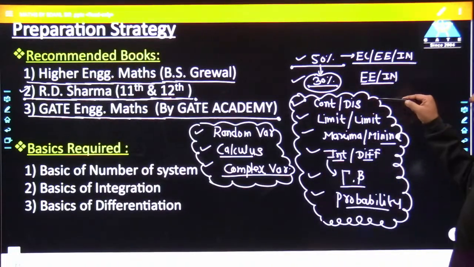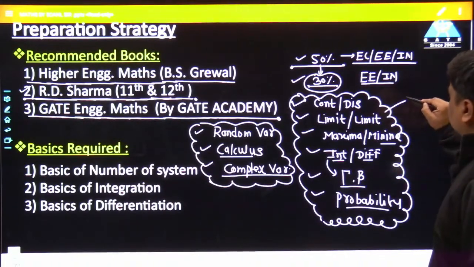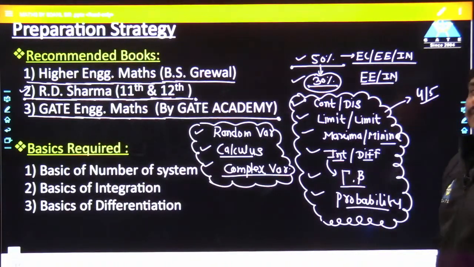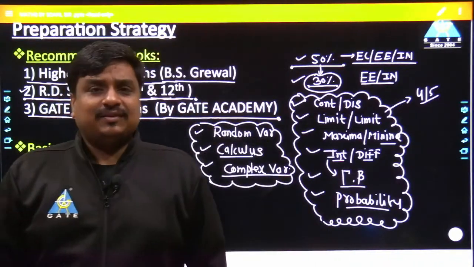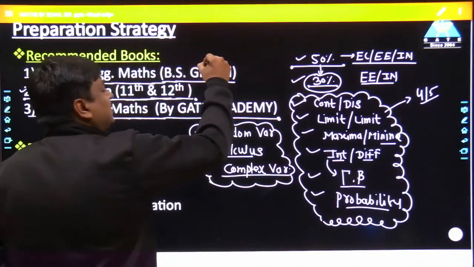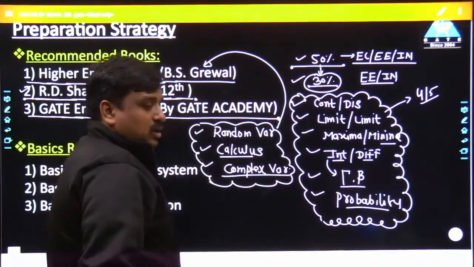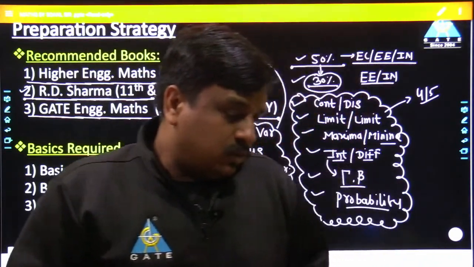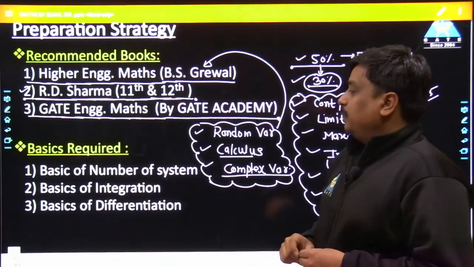The mostly topic which you should be referring to R.D. Sharma for is the continuity, discontinuity, limit, maxima, all this. And probably 4 to 5 marks are straight away going to come from this segment itself. And yes, the higher engineering mathematics has not been covered in R.D. Sharma. For that, you should just refer one book, and that's nothing but B.S. Grewal. Agreed? Agreed, no? Now, here goes the basic requirement.